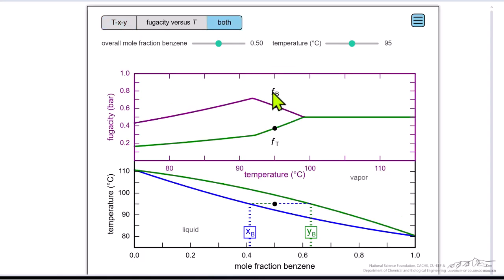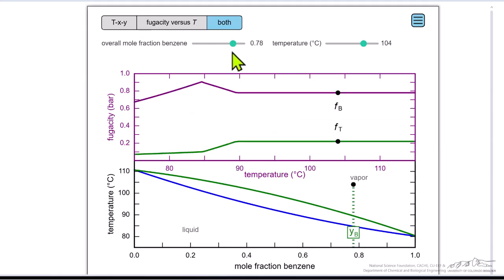We can look at both these diagrams together and look at how, as we change temperature, we see the changes in fugacity, and we can see how changing the mole fraction changes what these diagrams look like. So, understanding vapor-liquid equilibrium fugacity is important, particularly when we look at non-ideal systems, because fugacity is the driving force for mass transfer. Setting fugacities equal is how we determine vapor-liquid equilibrium.